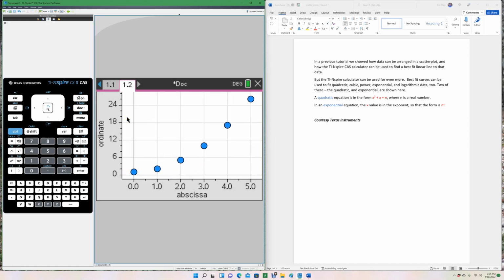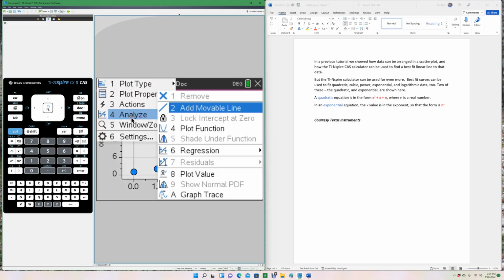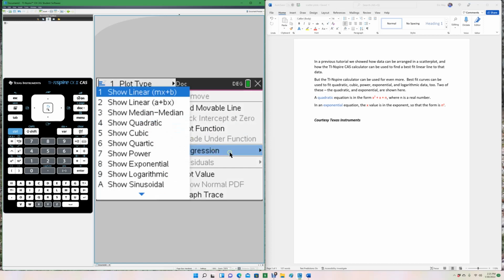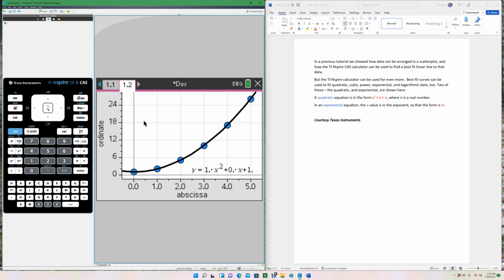Now, just like with the linear line, we follow the same procedures to get a best fit line. We go to Menu, Analyze, and then we go to Regression. And instead of going Show Linear like we did last time, we're going to say Show Quadratic. And there is the best fit line. And it gives you the equation for it, 1x squared plus 1. This is a very easy example because all the data points fit exactly on this line.